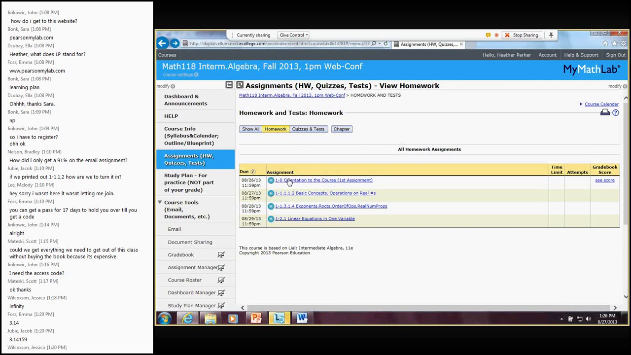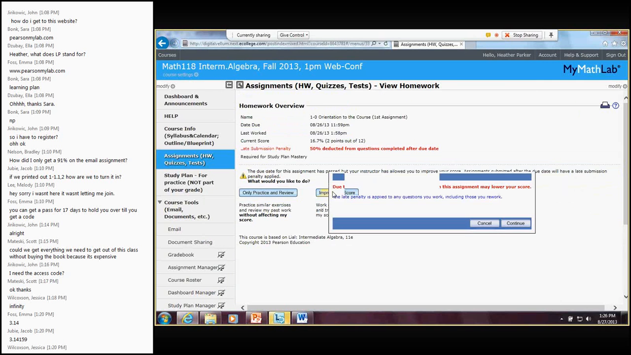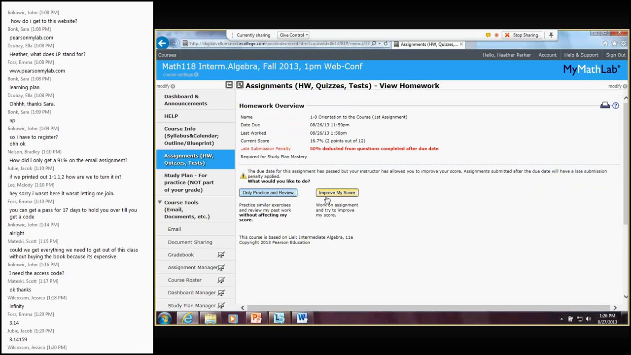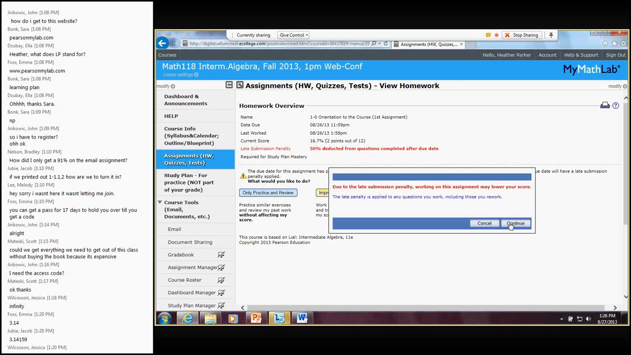Oh, let me see. I'm probably wasting too much time, but that's okay. If you ever want to get into a homework that's past due, you can always improve your score right here. And any problem that has not been done, you're going to get a 50% reduction. So if you notice right now, I did 2 questions yesterday. My score is 16.7%. I'm going to improve my score.